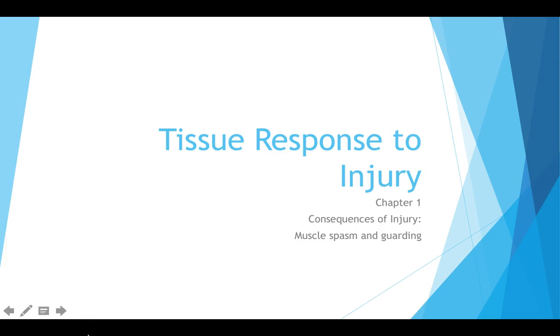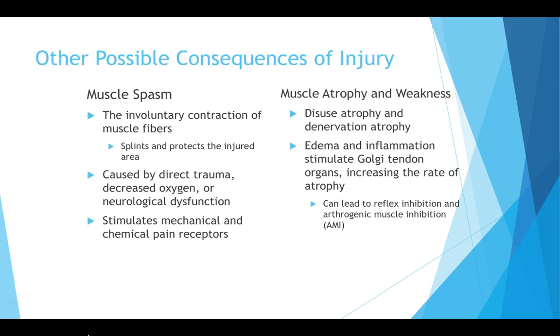Okay, final section on our tissue response to injury. So hopefully you've gotten a good review on our tissue response since you guys have learned it a couple times already. Hopefully you're feeling comfortable and also understanding a little bit more of where the modalities potentially fit in. Our final piece here is, again, on the consequences of the injury that happens, and the consequences of potentially not moving the tissue response cycle through the way we should. And that's on muscle guarding and muscle spasm.